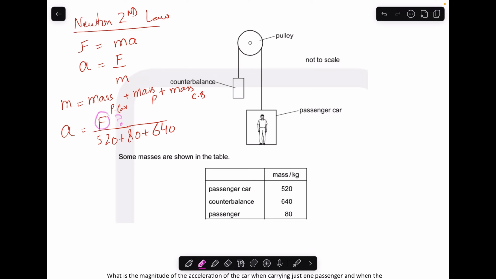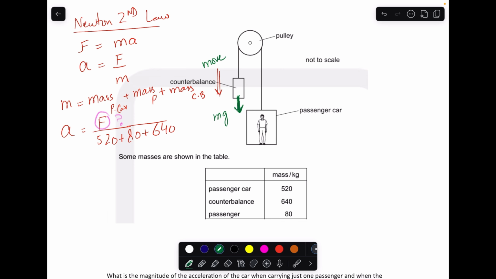Now look at the scenario. This thing is moving downward like this. This is the direction of motion, right? That is given. So why is it moving like this? Because of a force downward. This force is basically its weight, which is equal to mg. The counterbalance has a mass of 640 and g is 9.81. So this much force is applied here downwards, and the upward force is the tension, right?